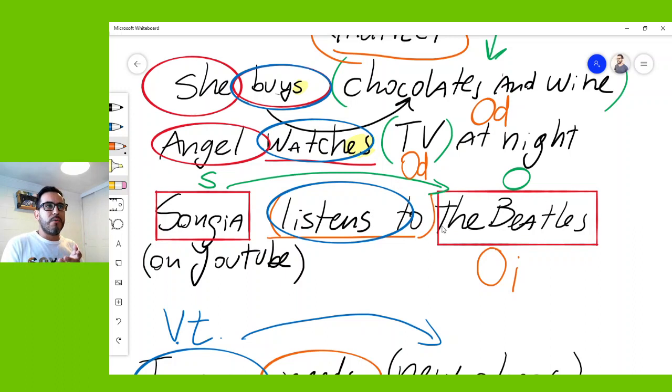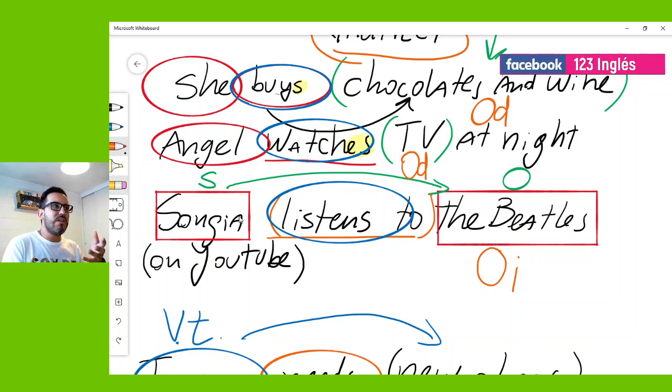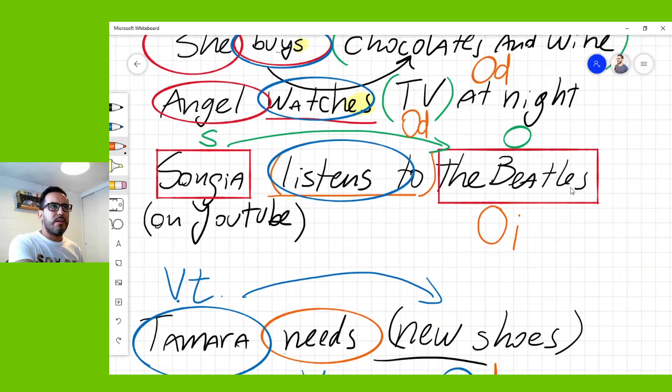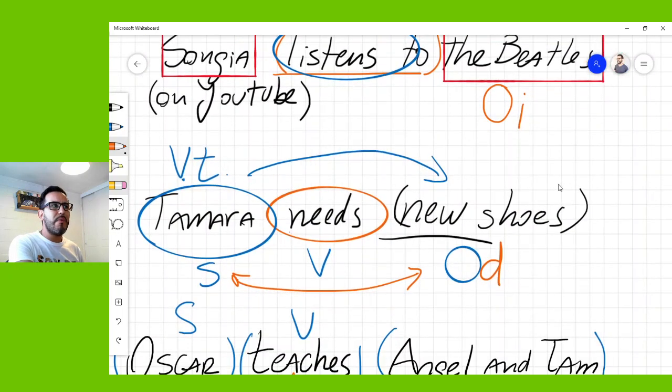So the Beatles, the band, is the indirect object because it's affected by the verb, by this action. She is the subject, Songia is the subject, listens to is the main action, and the Beatles is the object, the indirect object in this case. So what is the difference between the direct object and the indirect object?